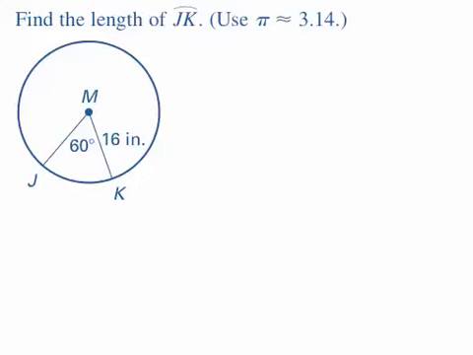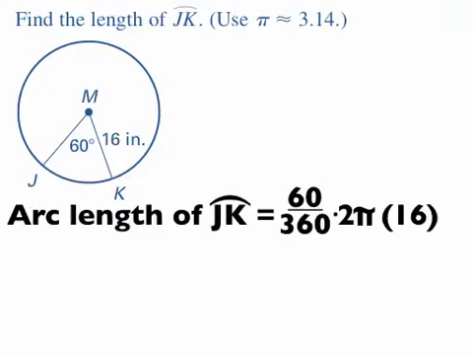Using the ratio that we just talked about, I know that the measure in degrees of arc JK is going to be 60 degrees, because 60 degrees is the measure of angle M, the central angle intercepting that arc. We know that the radius is 16 inches, so when I plug in what I know, I can say that the arc length of JK is going to be equal to the measure of the arc, which is 60, divided by 360, times 2 times pi times 16, which is what I've plugged in for the radius, because it tells me MK is 16 inches. I can go ahead and solve for the measure of arc JK.